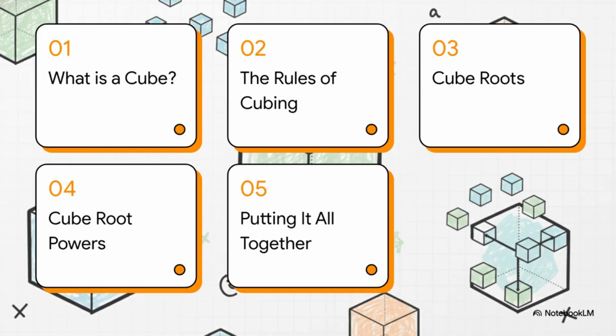So, here's the game plan for this explainer. We're going to start with the absolute basics. What is a cube? Then, we'll get into the rules that make them tick. After that, we'll flip the whole thing on its head and go in reverse to look at cube roots, see what makes them so powerful, and finally, we'll put all the pieces together. It's a pretty clear path to really getting this stuff down.